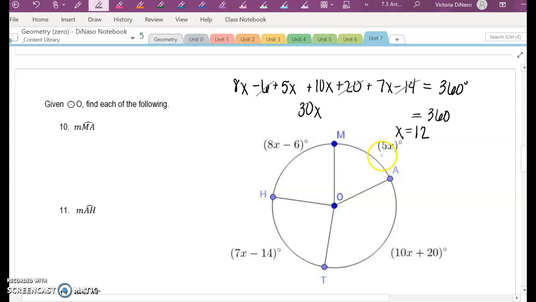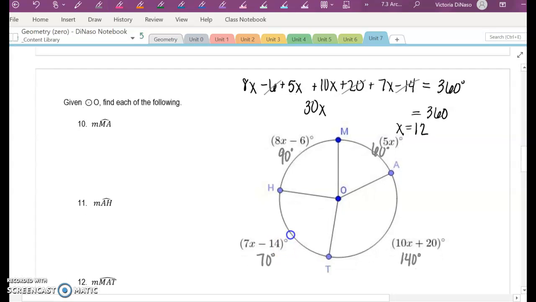So I can plug in this 5 times 12, and we get 60. We can do 10 times 12 plus 20, 140. We could do 7 times 12, which is 84, minus 14, which is 70. And then I could do 8 times 12, which is 96, minus 6, which is 90 degrees. From there, you just have to figure out if it's a minor arc or a major arc. Are you going the small distance or the large distance?